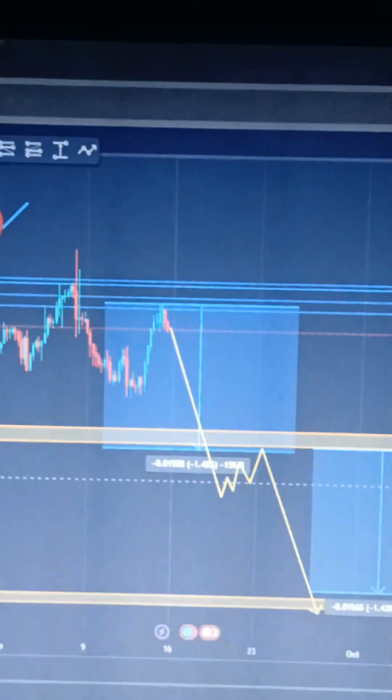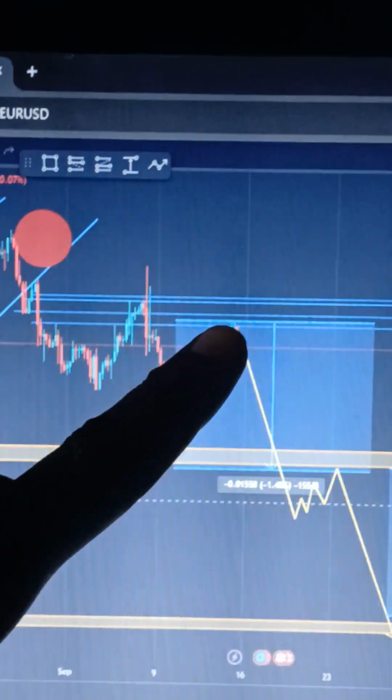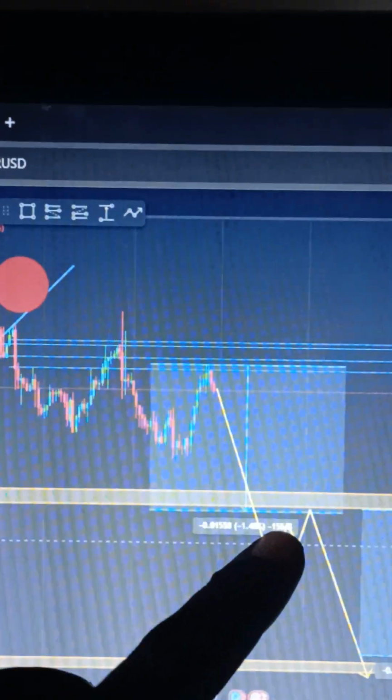This is what I'm definitely going to be expecting from the market: an impulse to the downside, a retracement to the upside, and another impulse to the downside.